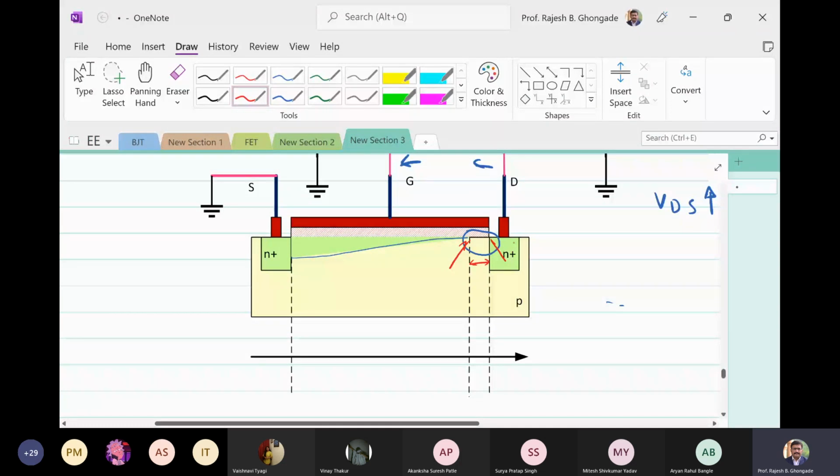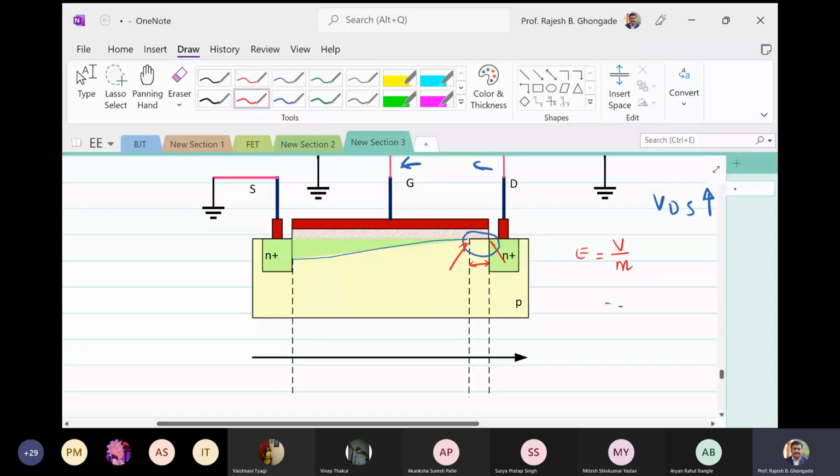How do you define electric field? What is the unit of electric field, by the way? Volts per meter, no? So if this distance is small and this voltage is large, what will happen to the electric field? It will be very, very large. Yes, sir.